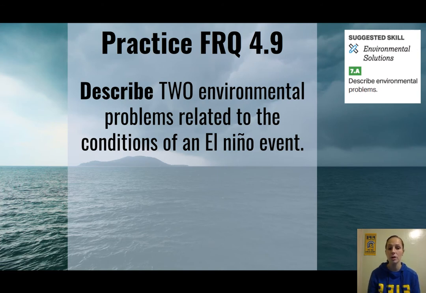So for your practice FRQ 4.9, we're going to practice the suggested skill of describing environmental problems. So what I want you to do is to describe 2 environmental problems that are related to the conditions of an El Nino event. So that will be your practice FRQ for 4.9, and those were your notes on 4.9 about El Nino and La Nina events.